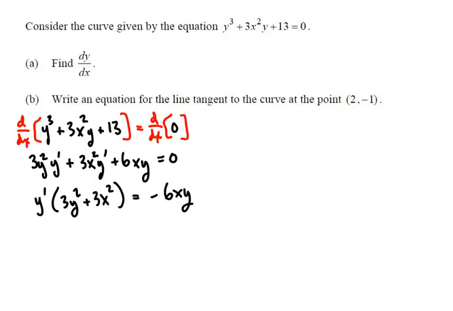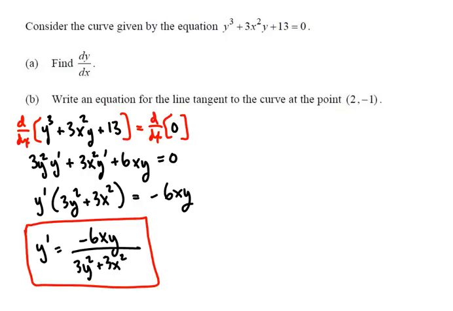And the final answer is y prime is equal to negative 6xy over 3y squared plus 3x squared. So this is the answer to part A.